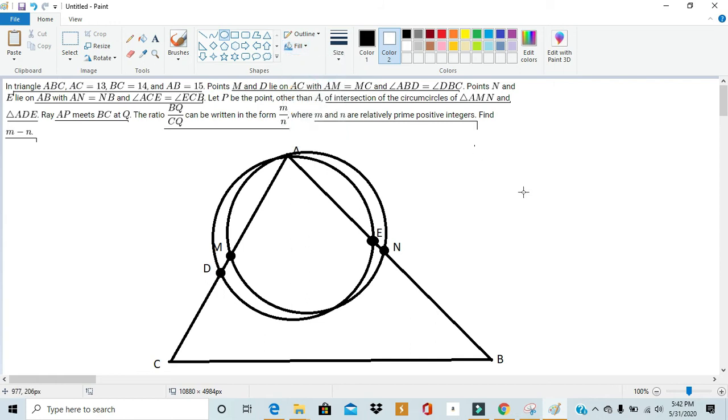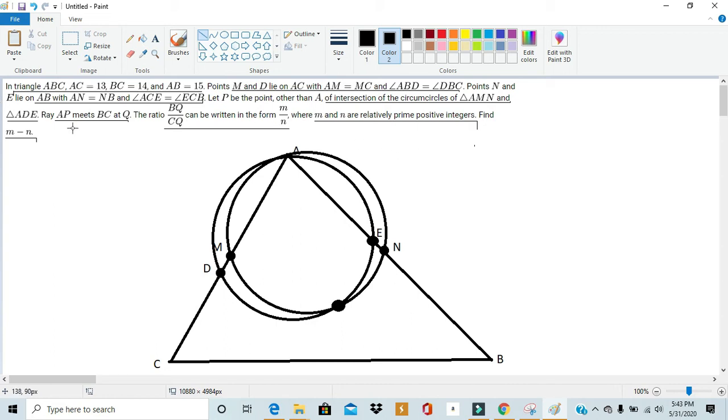So here we've drawn the circles of triangle AMN and ADE. So we see that they both intersect at this point over here. So we can just label this point as P. And now that that's done, we can perform a final step of the problem.